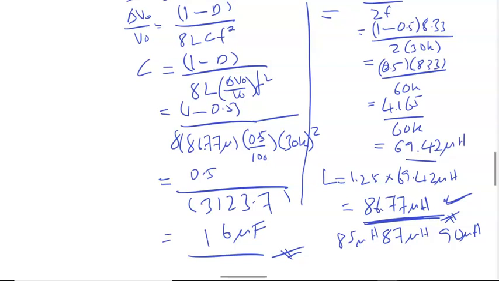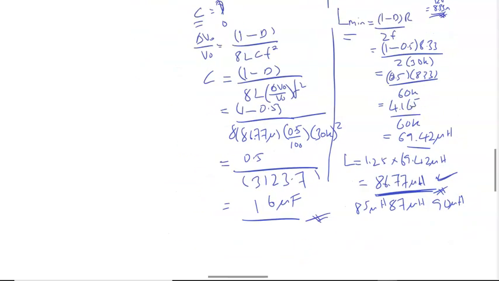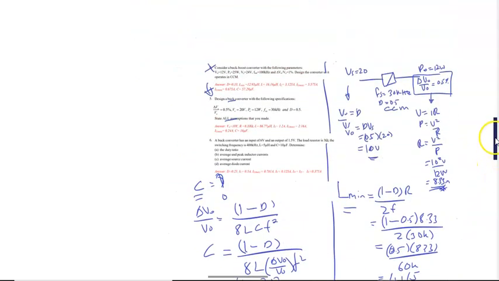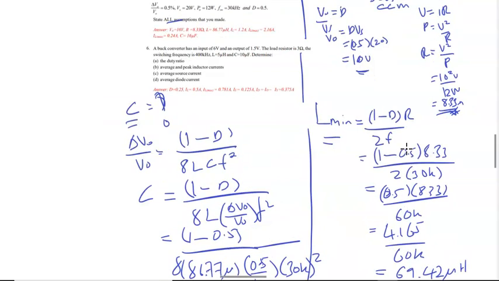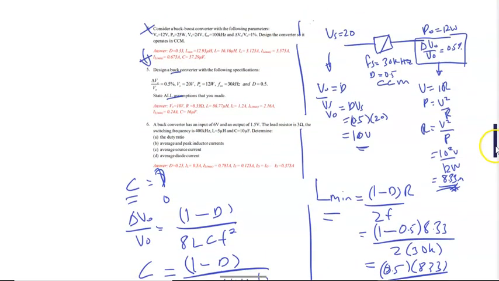Okay, this is your design output, or the values of the component that you have to provide for the buck converter circuit. So design a buck converter means that you have to calculate these two values, L and C.